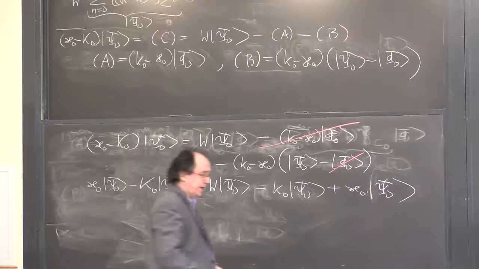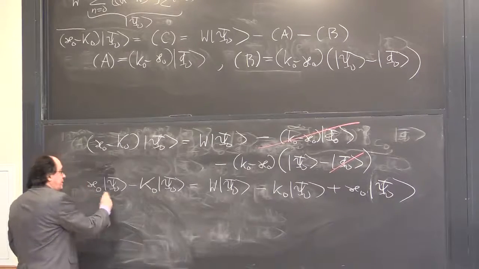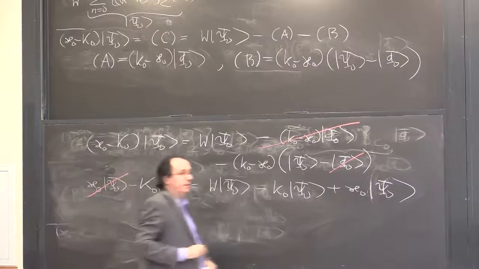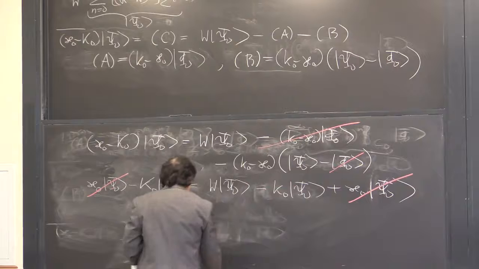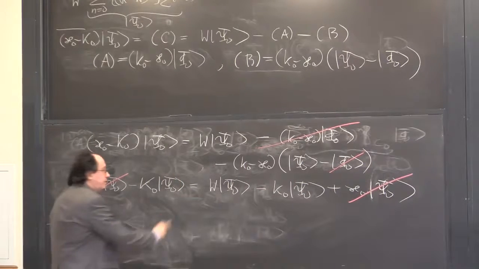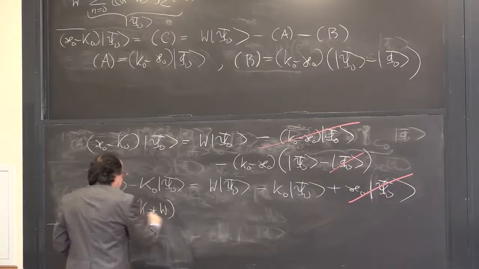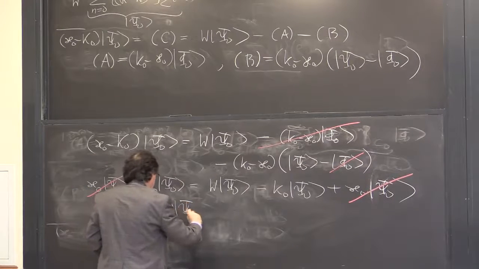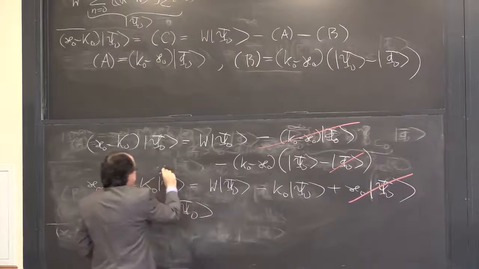And now you can see there are cancellations in this equation. There is kappa 0 psi 0 here, and there is kappa 0 psi 0 here. They do cancel out. Okay? All I need to do now is to rearrange terms. And you can see I end up with K0 plus W acting on psi 0. Those are these pieces here and here.